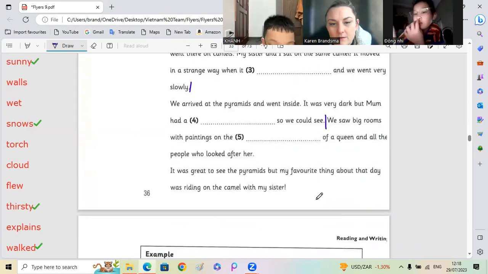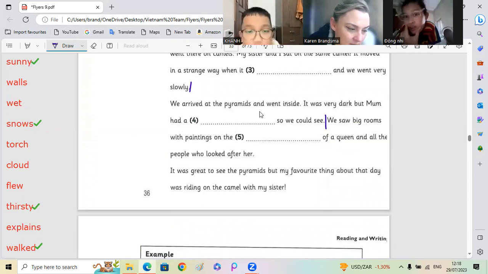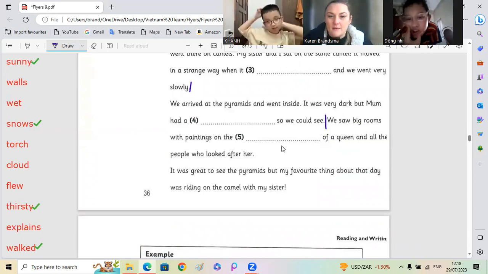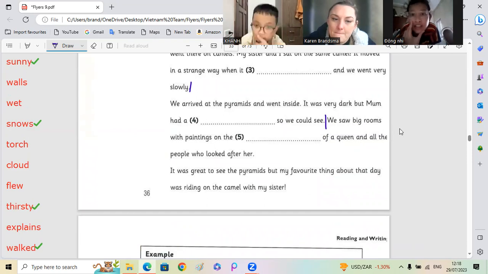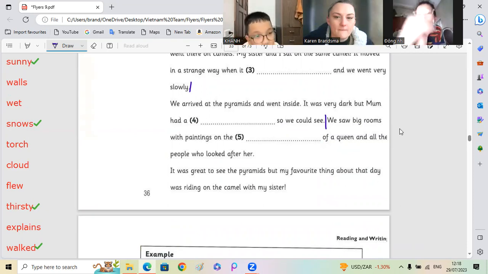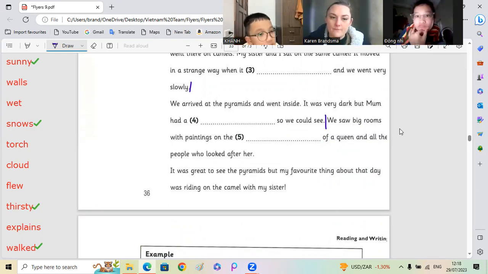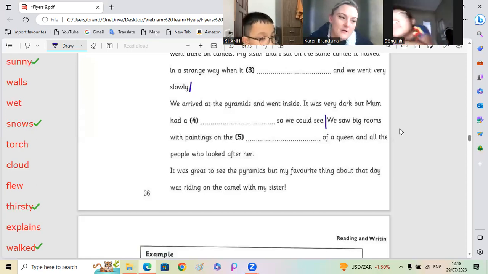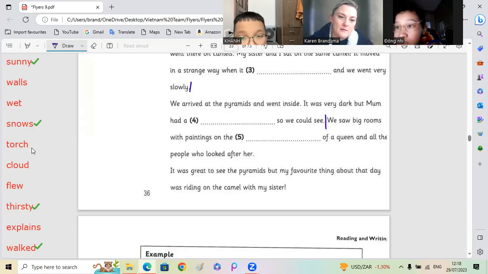We arrived at the pyramid and went inside. It was very dark, but my mom had a torch, so we could see. The torch is big.